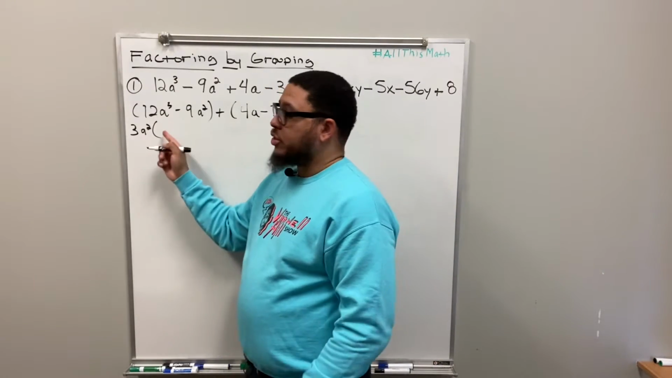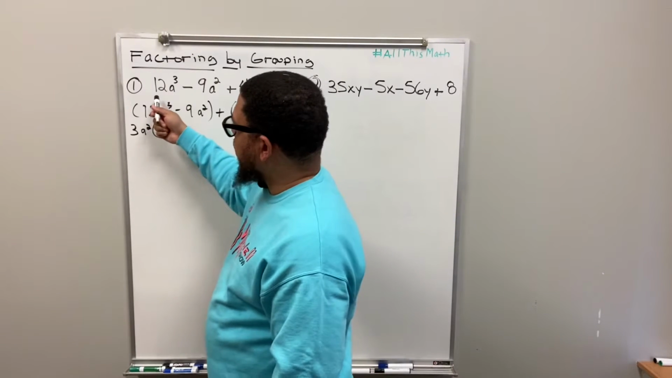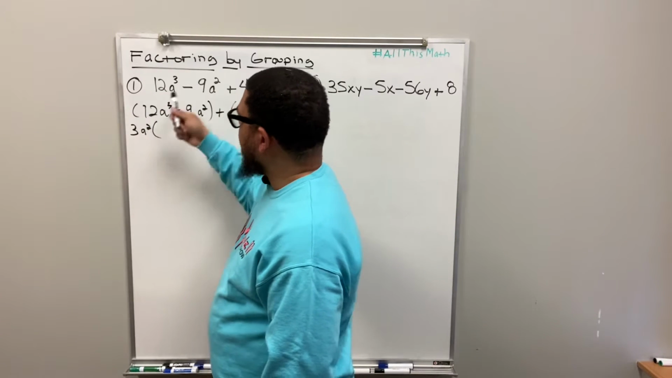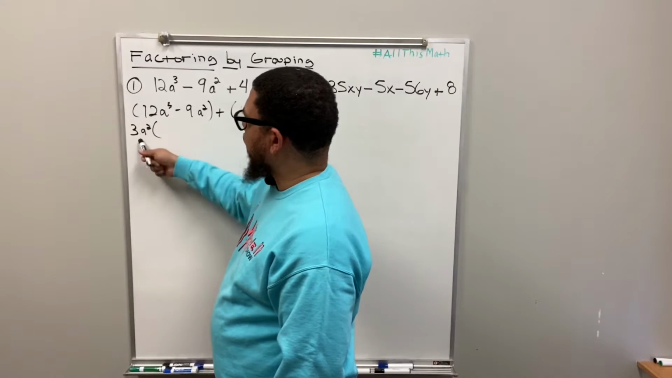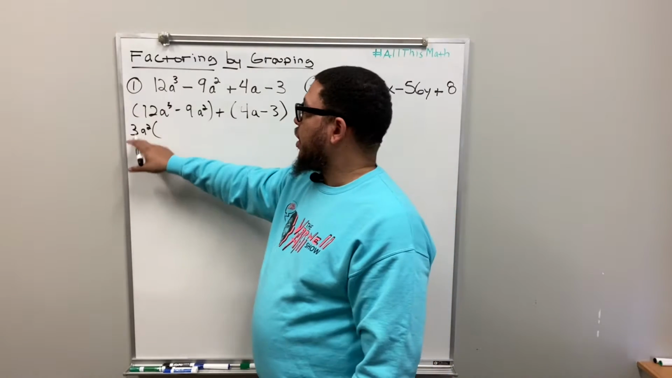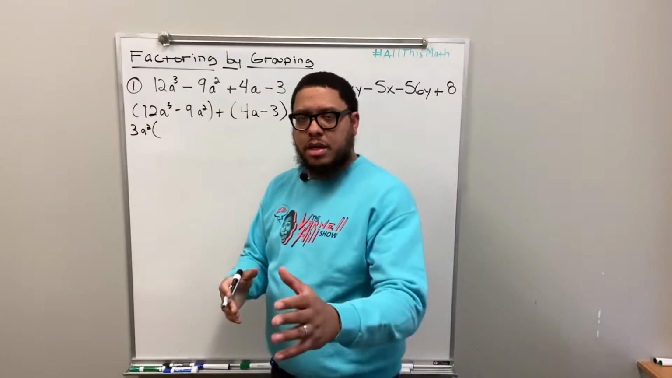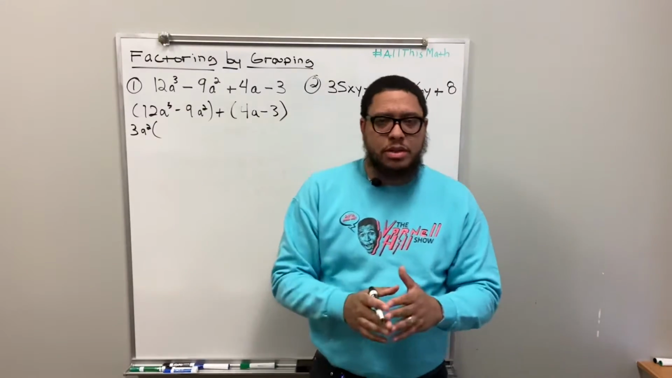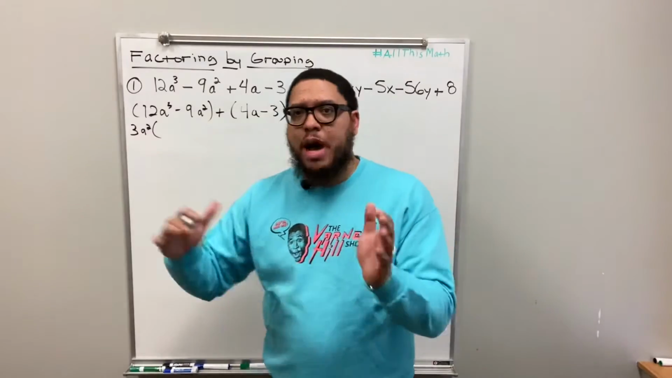The way I find the terms that go inside the parentheses is I do division. I've got to divide the original term by the GCF. Original term divided by GCF. So 12 divided by 3 gives me 4. A to the third divided by a squared gives me a, because again, division rule of exponents. We can't forget the exponent rules. The exponent rules pop up later, right?